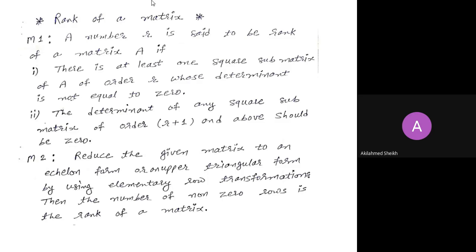First method: a number R is said to be the rank of matrix capital A if there is at least one square submatrix of A of order R whose determinant is not equal to 0, and the determinant of any square submatrix of order R plus 1 and greater than R plus 1 should be 0.